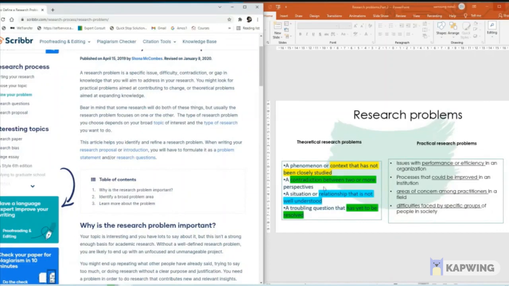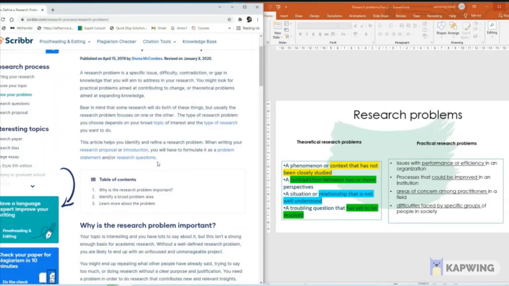Theoretical research problems are related to a phenomenon or context that has not been closely studied, or it can be a contradiction between two or more perspectives, or a situation or relationship that is not well understood, such as the relationship between one variable and another variable, or an issue that has not been resolved yet. This kind of area is where we are talking about theoretical research problems.